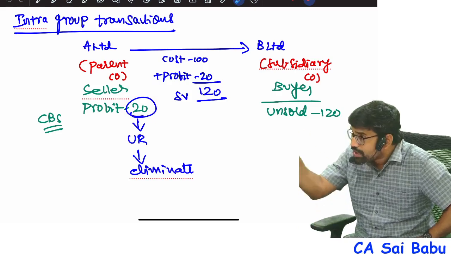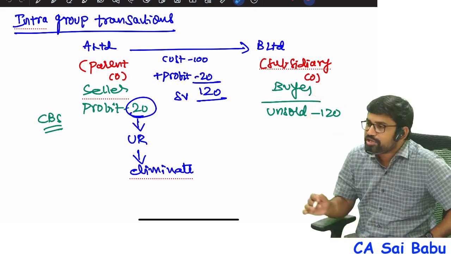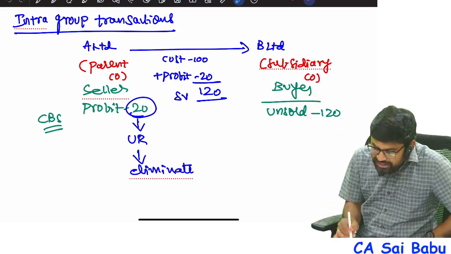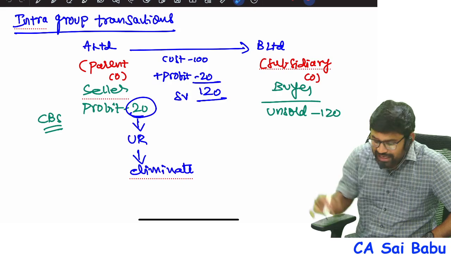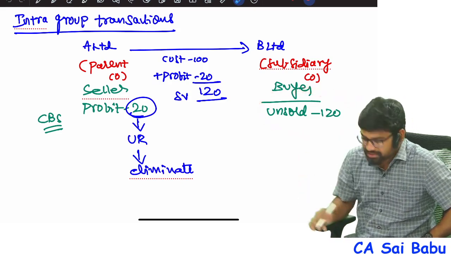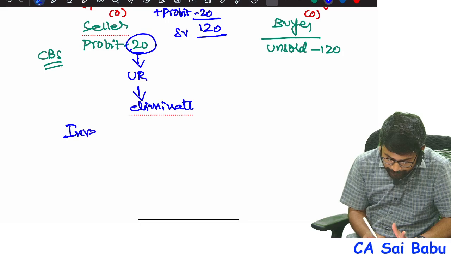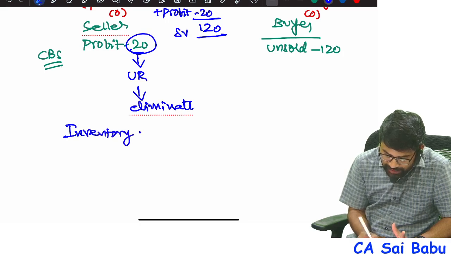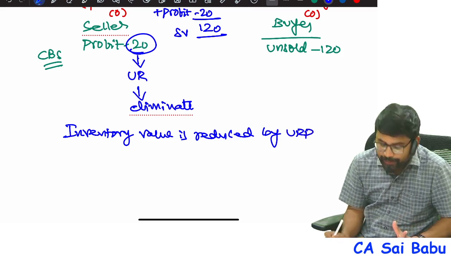And also one more adjustment you need to do. What is that? Stock. Inventory value also must be reduced by 20. Because this inventory, whatever the parent sold to the subsidiary, is valued at sale price, but it should be brought to cost. So therefore, inventory value is reduced by 20, the unrealized profit.